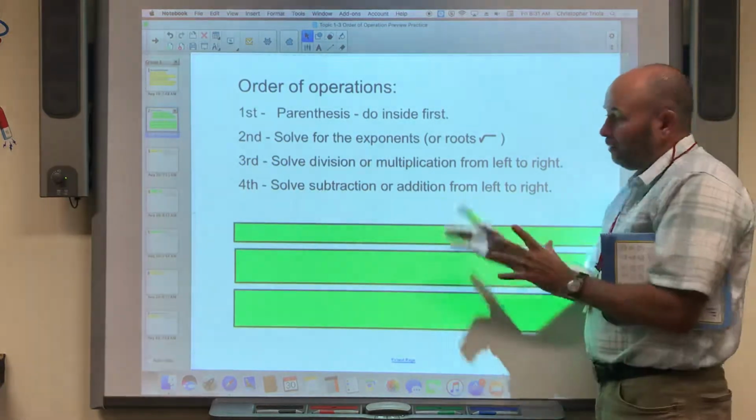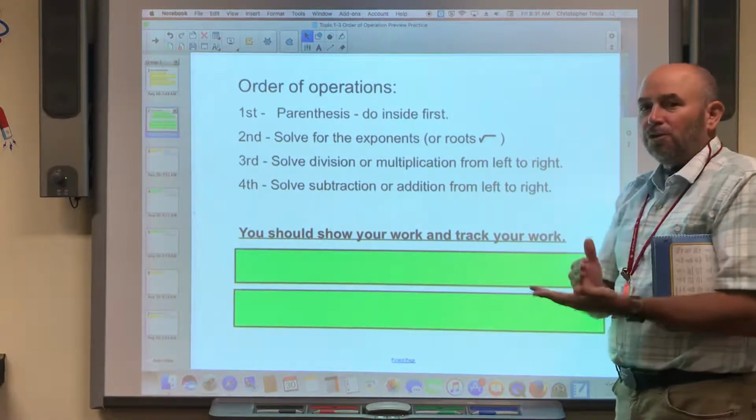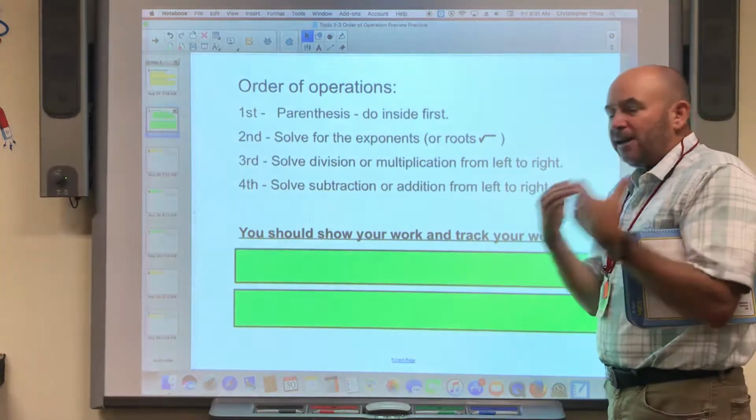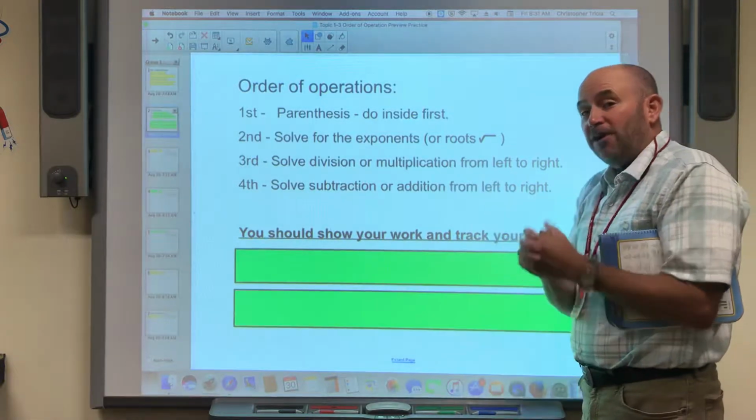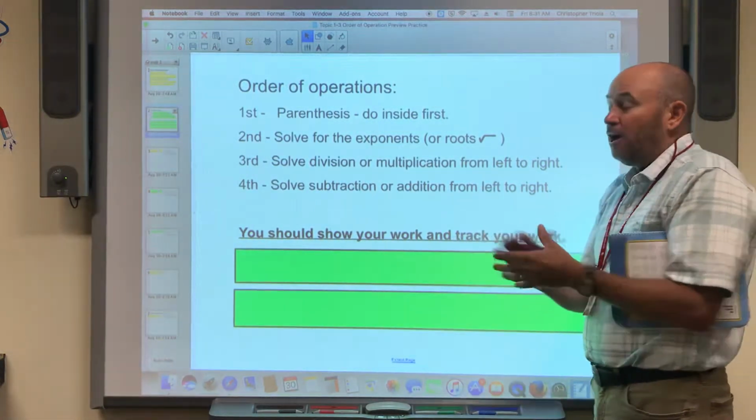Okay? Now, a couple things I'd like to point out to you. Number one, you should show your work and track your work when you're doing these problems. That is a huge math skill. That way, if you make a mistake, you can go back and find it. It'll be very helpful in algebra and trig and calculus.